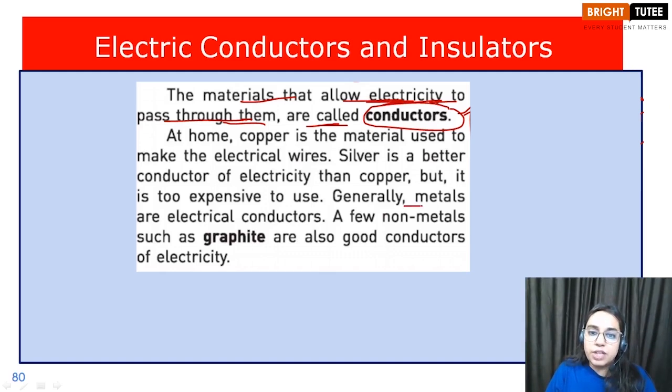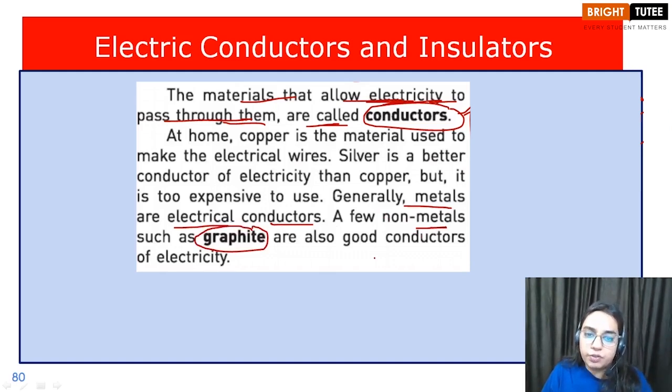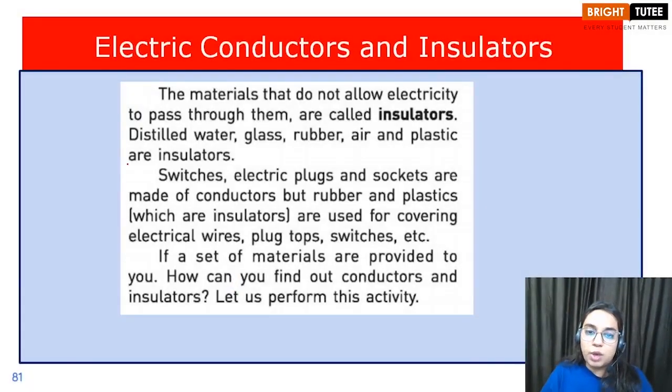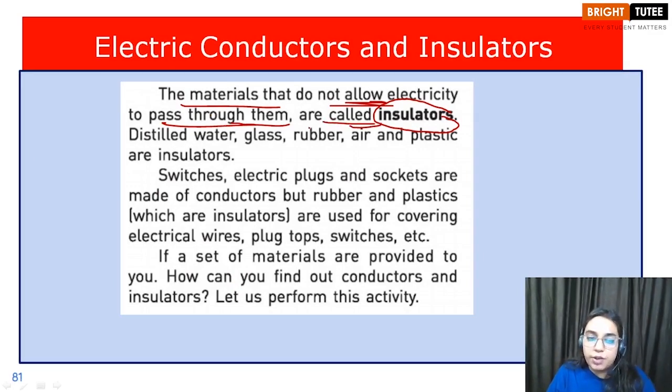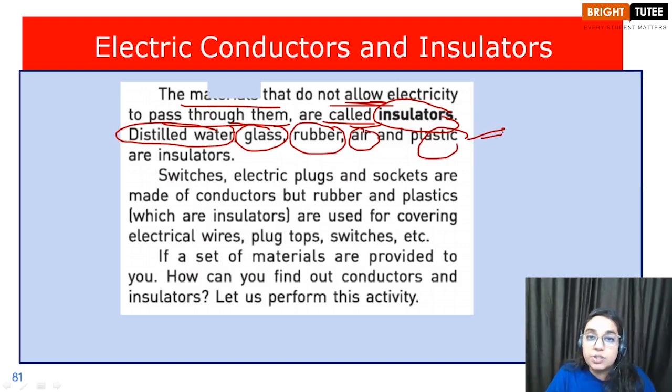Okay, so children, generally, and this is the conclusion, most of the metals are good conductors of electricity, and only a few non-metals such as graphite are good conductors of electricity. Okay children, so let's move ahead. So children, what are insulators now? Now we have to discuss the insulators. The materials which do not allow electricity to pass through them are called insulators. For example, distilled water, glass, rubber, air and plastics. These are all insulators, that is, they do not allow the current to pass through them.